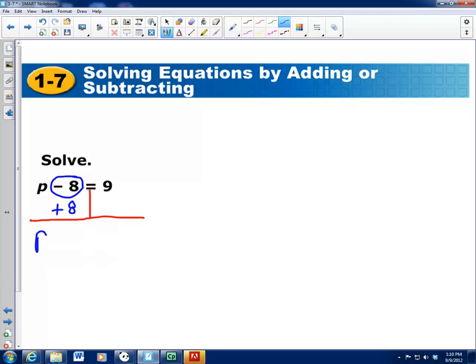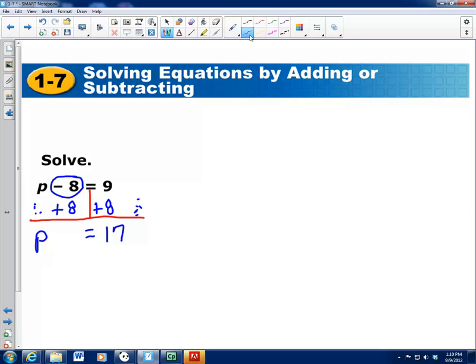So that's going to leave me with P equals, I also have to add 8 to this side right here. Okay, because I did it to this side over here, so I also have to do it to this side over here. Now, 9 plus 8, that gives us 17. So the value of P is going to be 17.